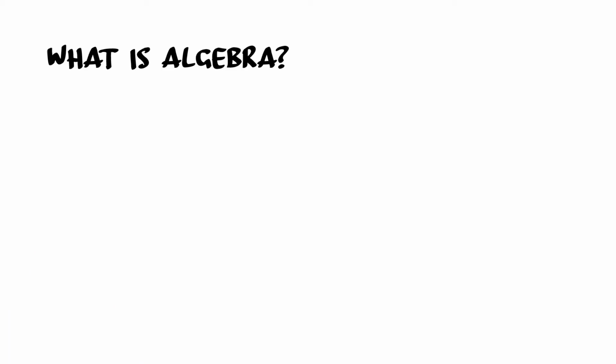So what is algebra anyway? Operations in algebra work exactly the same way that they do using arithmetic. There are four basic operations: addition, subtraction, multiplication, and division that hopefully you're all familiar with. But how exactly is algebra different from arithmetic?